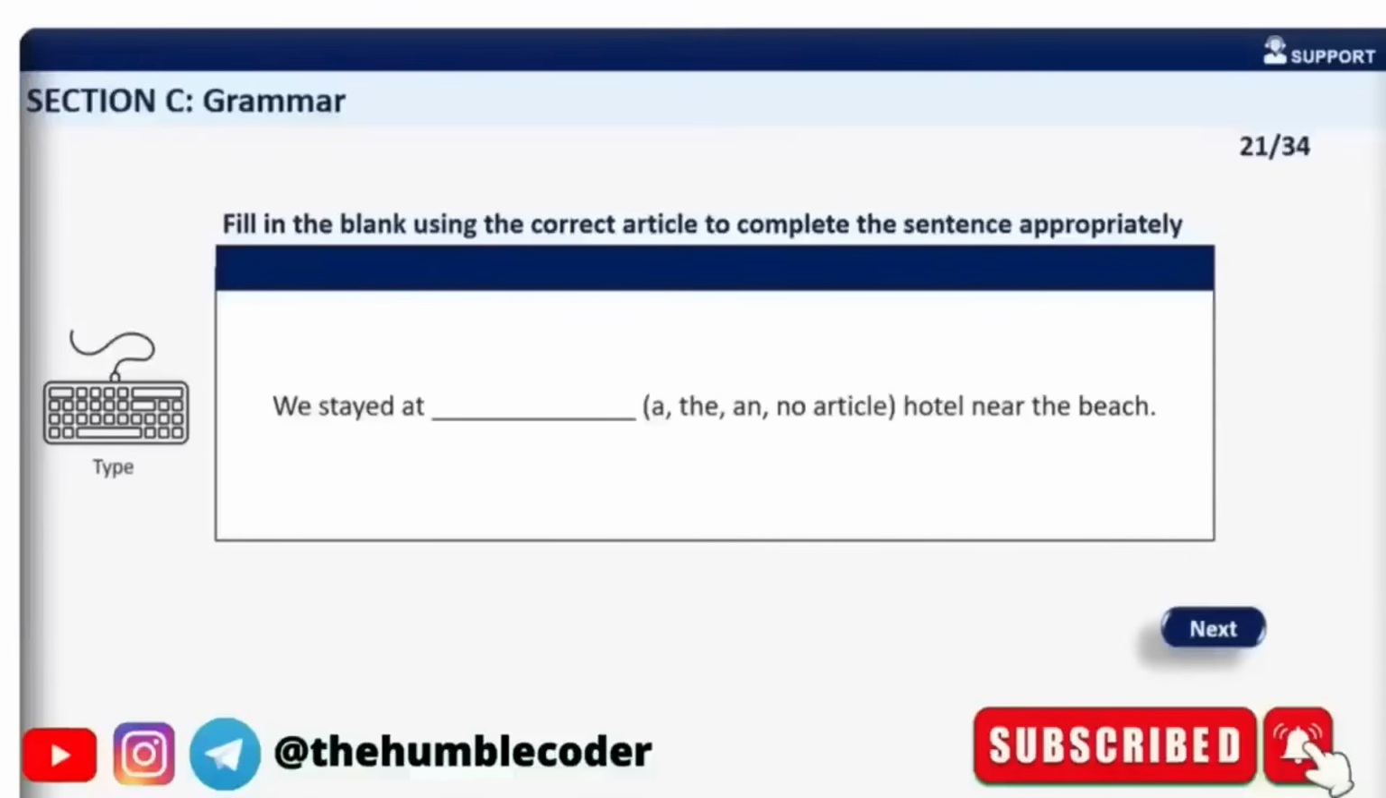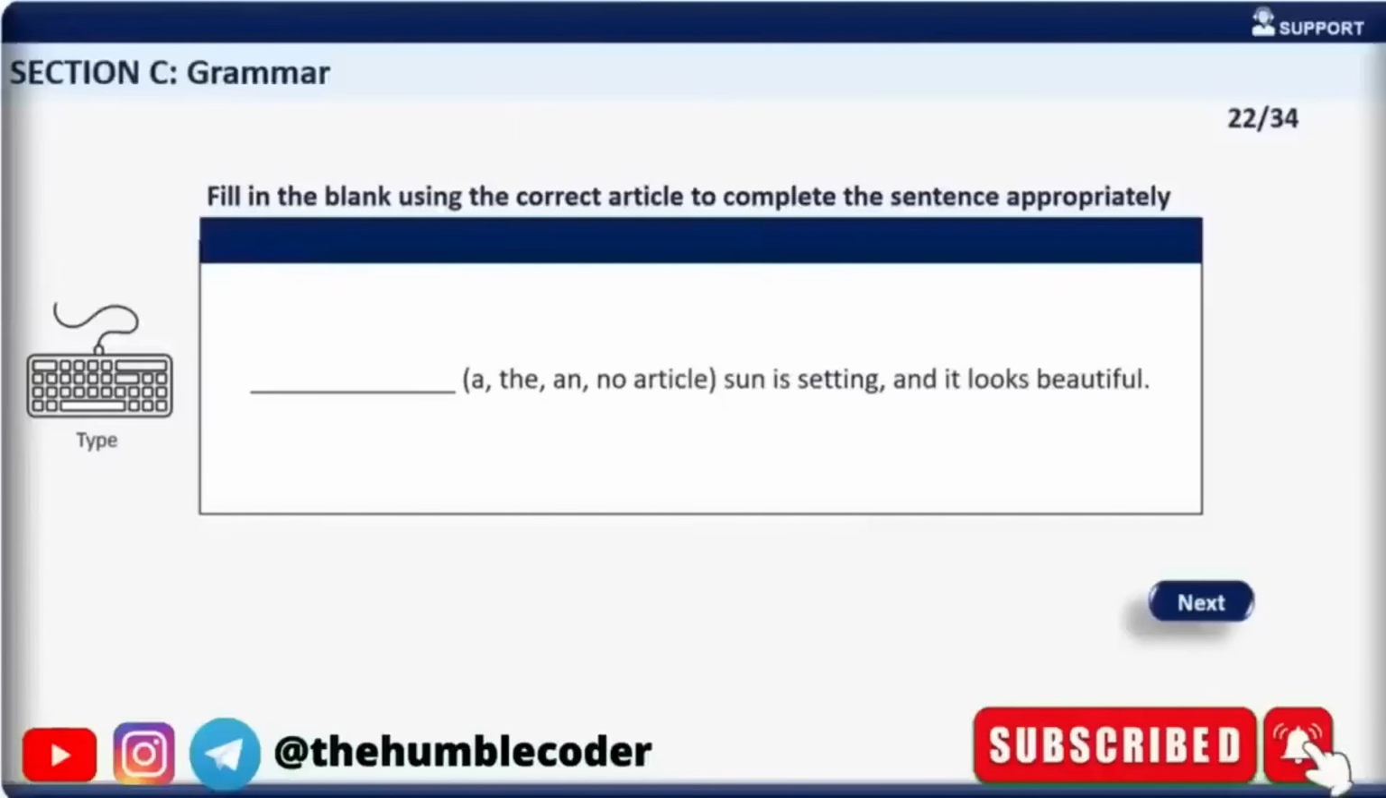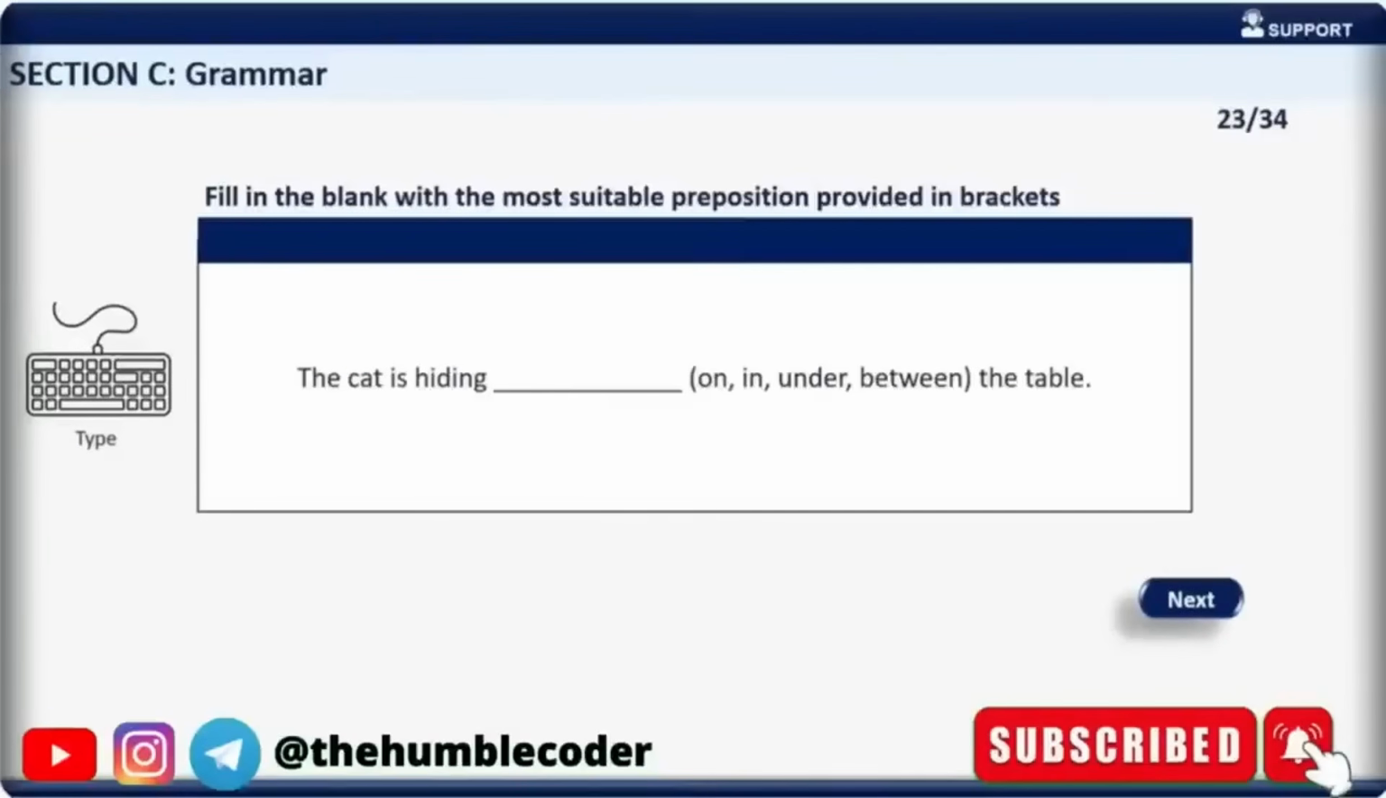Let's move on to the next question now. We stayed at dash hotel near the beach. So the correct answer in this case is going to be, we stayed at a hotel near the beach. Moving on to the next question now. Dash sun is setting and it looks beautiful. The correct answer is, the sun is setting and it looks beautiful. Let's move on to the next question now.